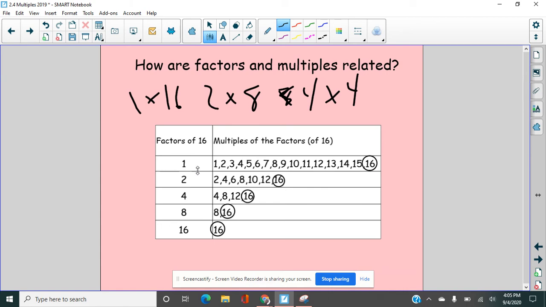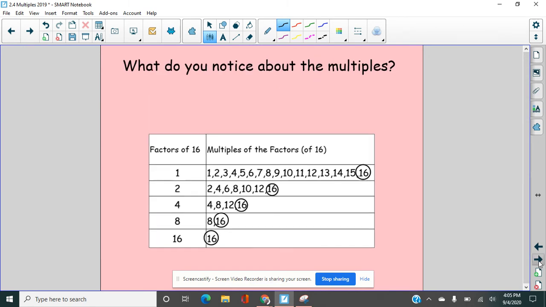And then if I look at the multiples of those numbers, if I count by ones, I'm going to say 16. If I count by twos, I'm going to say 16. If I count by fours, I'm going to say 16. Same for eights. And of course, if I count by 16s, I'm going to start with 16. So you can see that these are related, right? All of these numbers that are factors of 16 have 16 as one of their multiples, right? Let's do a chart here together.